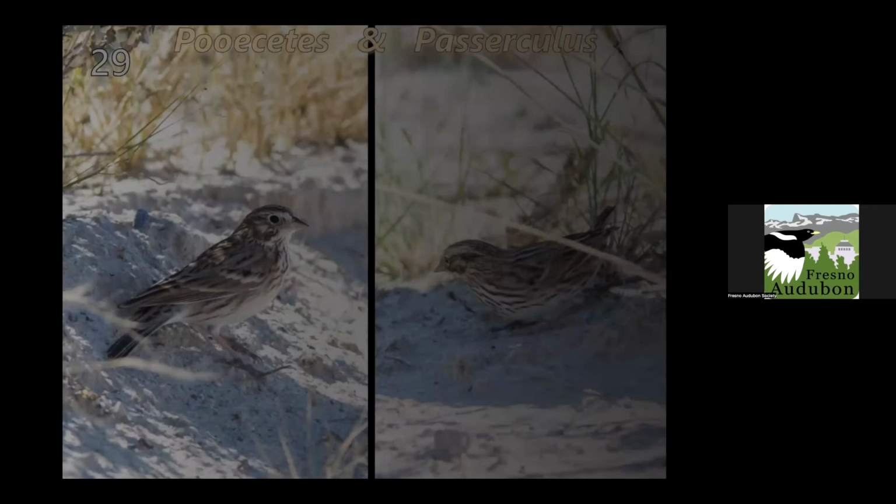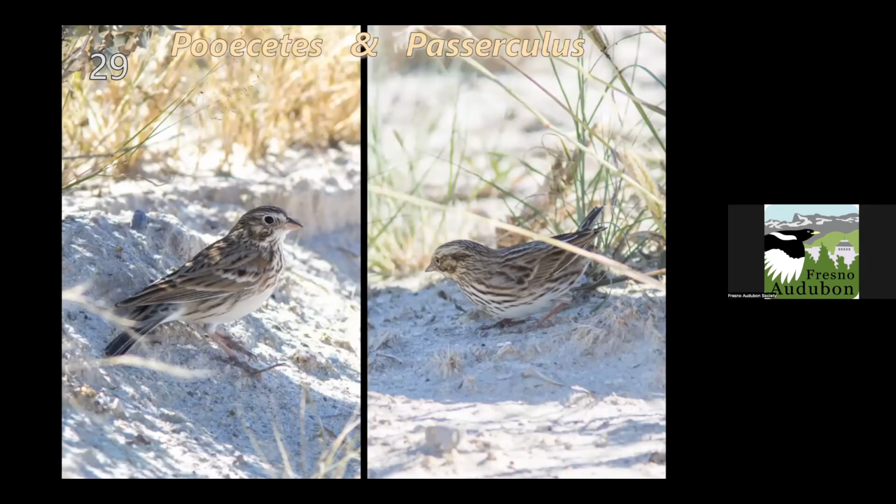All right, well, we're going to move on to two different genera here, Pooecetes and Passerculus, and actually these are some of my favorite genera to look at. They're not necessarily uncommon. You can see them side by side sometimes in the same habitat, the Vesper sparrow here on the left and the Savannah sparrow here on the right. So you can see them out there together, and they can be challenging to tell apart sometimes. They're close in size, but there are some differences here. We're going to go over those, of course.